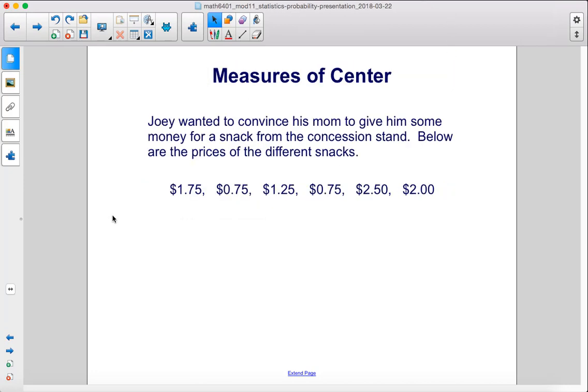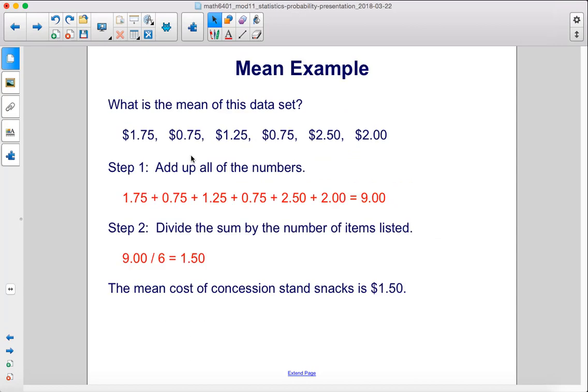Joey wanted to convince his mom to give him some money for a snack from the concession stand. Below are the prices of the different snacks: $1.75, 75 cents, $1.25, 75 cents, $2.50, $2. What is the mean or average of this data set?